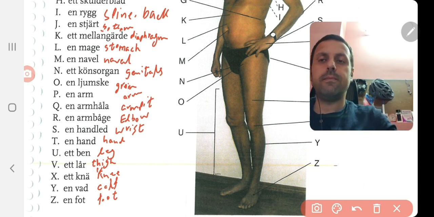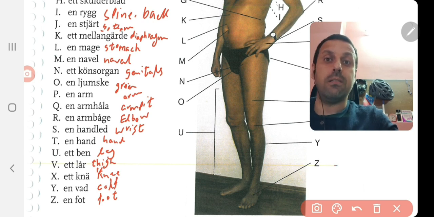So that was for today. So now you know so many parts of the body and what they are called in Swedish. And I believe that's a big help for you when you're going to work in the hospitals or take care of the patients, or assist the other medical staff when you start working in Sweden.